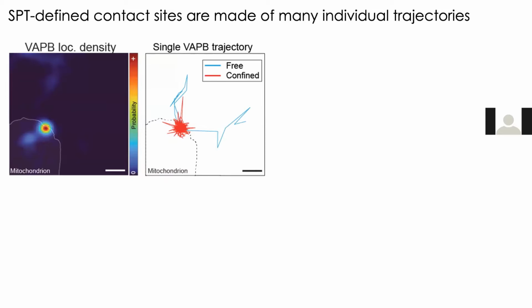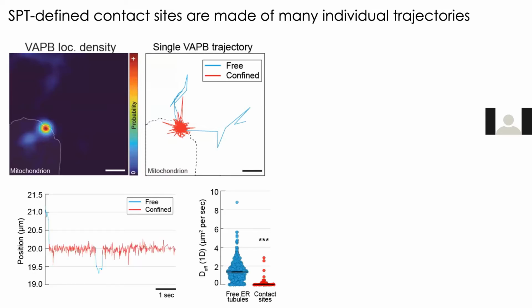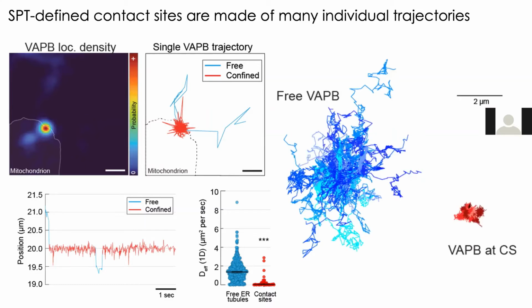And the behavior that it had at each of these points can be easily parsed with a simple Bayesian tool. So we've simply colored the trajectory here with the red being the portion in the contact site and the blue being the portions where it's freely diffusing in the ER. And if you break these trajectories apart across many contact sites in many cells, what you can see is there's a significant reduction in the diffusion within the contact site, as you might expect, since the molecule is bound to its binding partner there.